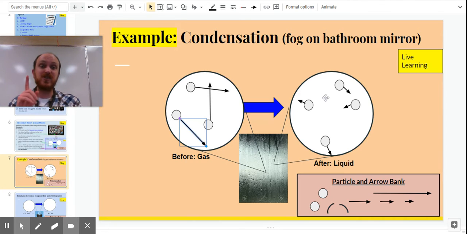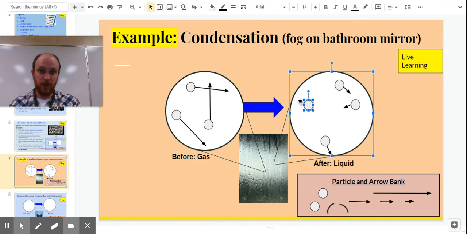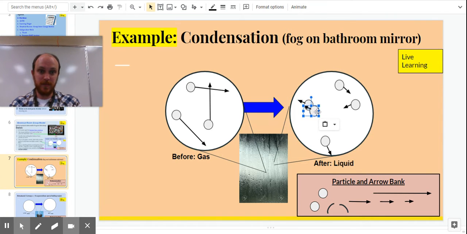So now over here, these should be liquid particles. And now I'm just going to show that they're liquid. I'm going to copy and paste some of these arrows and particles and just flip them around. And they should be somewhat close to each other, closer than a gas.